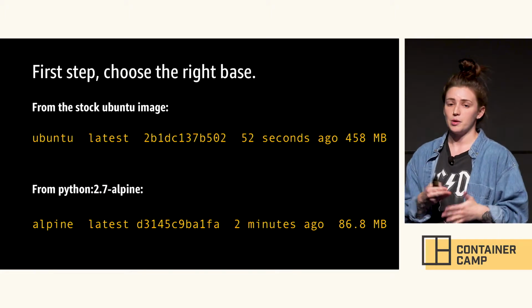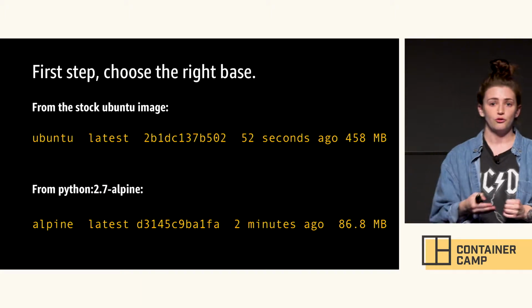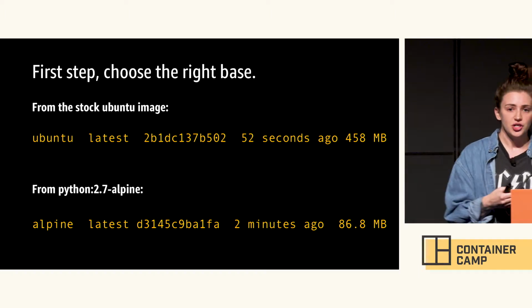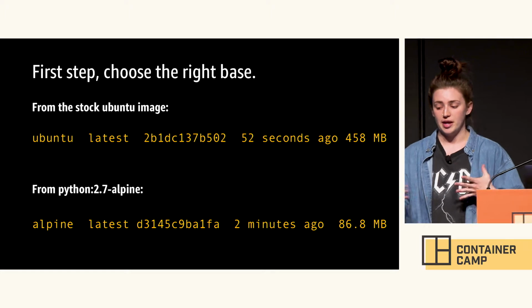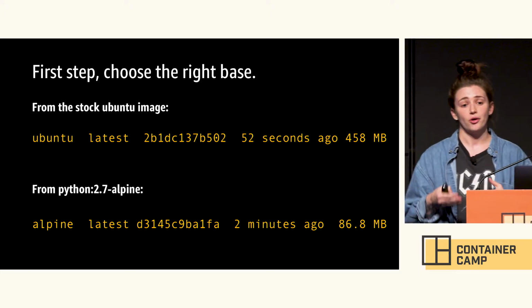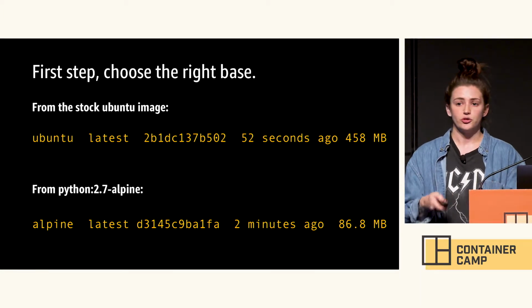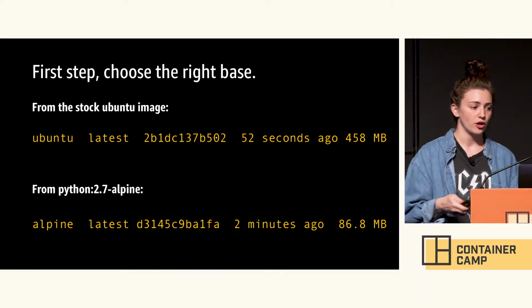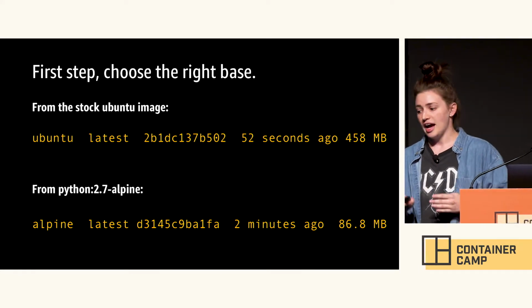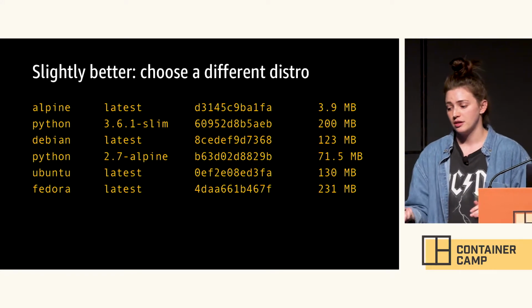So our first step is that we want to choose the right base. From the stock Ubuntu image, 458 megs, switching to Alpine, which is a more minimal base image, and a Python version of that drops us down to 86.8 megs, right? So just by choosing a base that's a little bit more strategically chosen for the language that I'm using, I can save myself quite a bit of space.